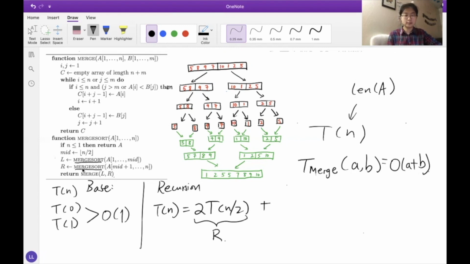So in this particular instance, when we're calling merge, L and R are each of length n over 2. So we get O of n over 2 plus n over 2, which is just n. So this is our recursion.